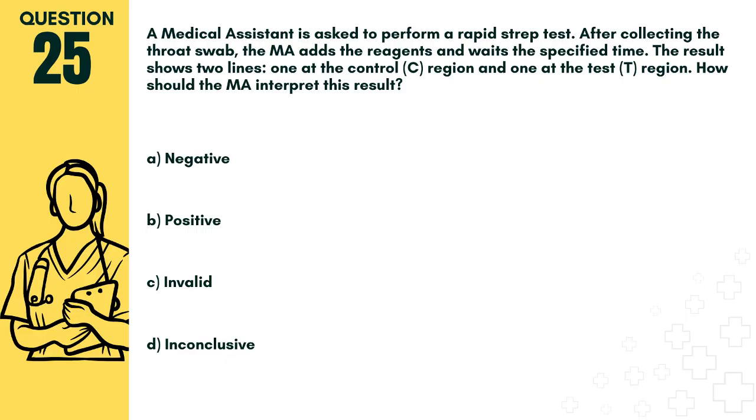Question 25. A medical assistant is asked to perform a rapid strep test. After collecting the throat swab, the MA adds the reagents and waits the specified time. The result shows two lines, one at the control, C, region and one at the test, T, region. How should the MA interpret this result? A. Negative. B. Positive. C. Invalid. D. Inconclusive.